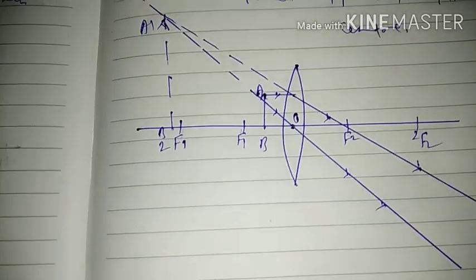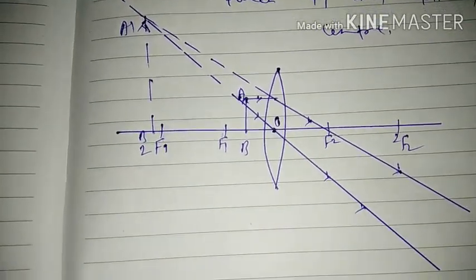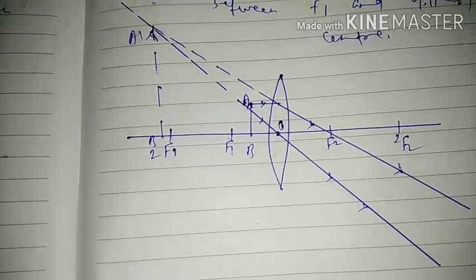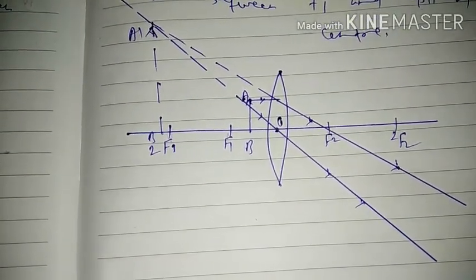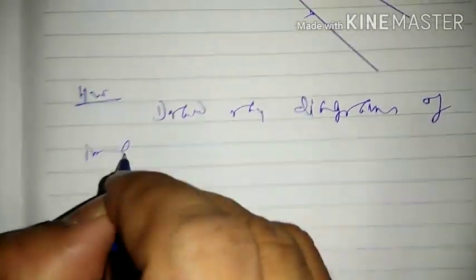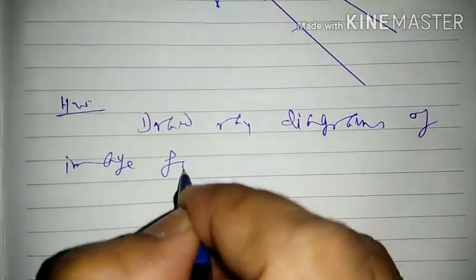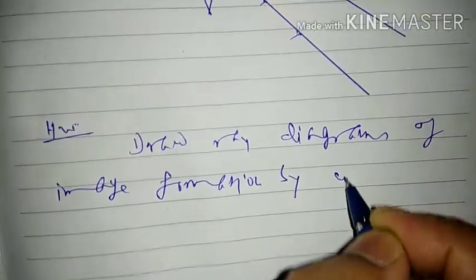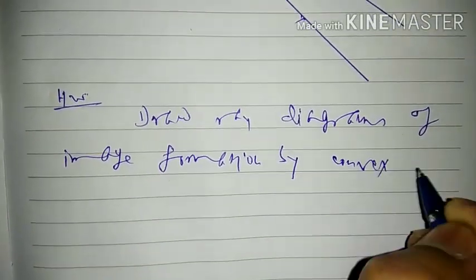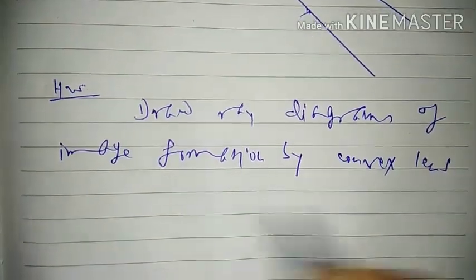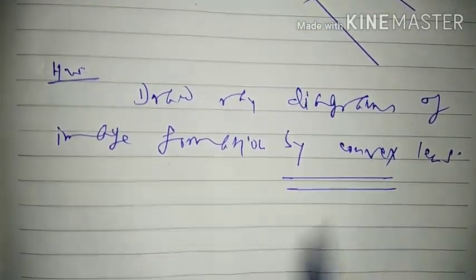So dear students, your homework is to draw ray diagrams of image formation by a convex lens. Thank you very much.